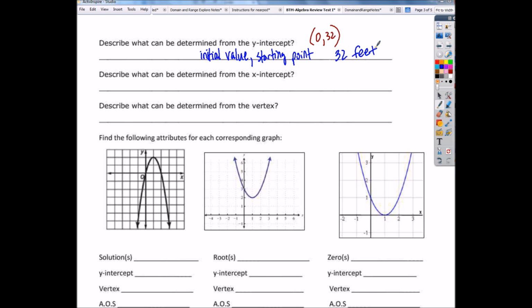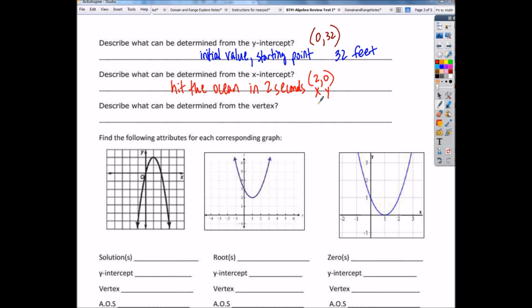All right. Describe what can be determined by the x-intercept. Well, we already said the x-intercept was what? 2, 0. And the graph was going down, which means she hit the water when? Or she hit the ocean. She hit the ocean in 2 seconds. Wow, man, she was flying down. She jumped, bam, hit the water in 2 seconds. Because time versus feet, right? So she was no longer 32 feet high. She just hit the water.